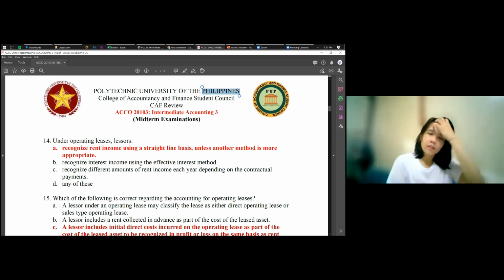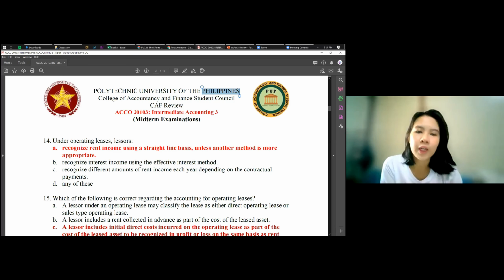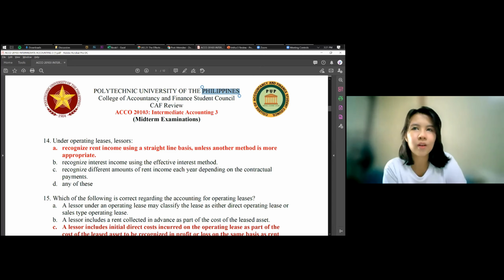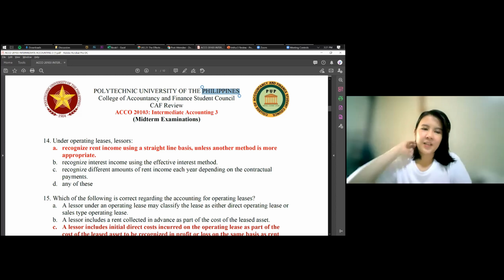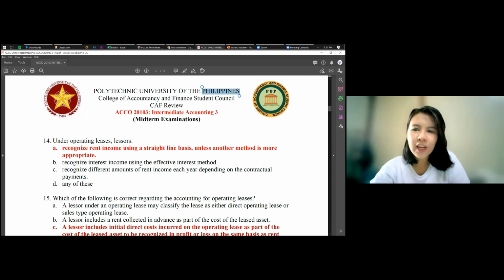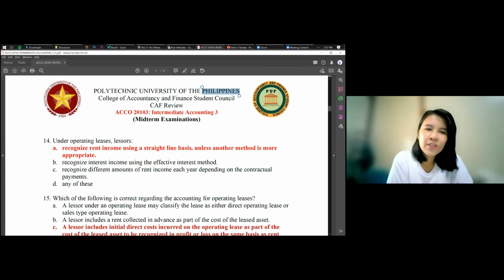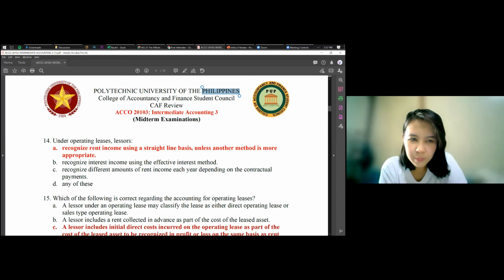No. A is a more appropriate answer because it is outrightly stated that when it's an operating lease, it is straight line basis unless there is another systematic basis that the lessor will use. We discussed that earlier. Usually any of these options are just there to confuse you in exams. So, never mind that.